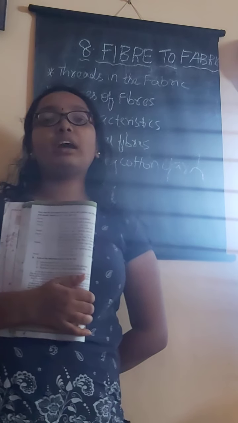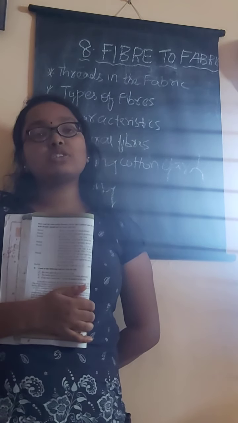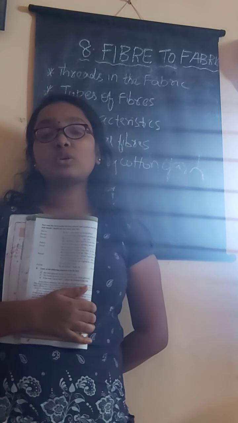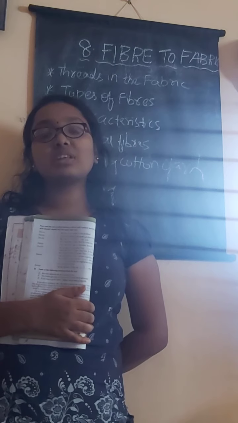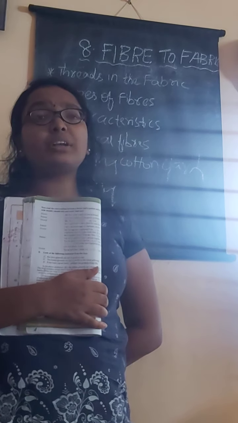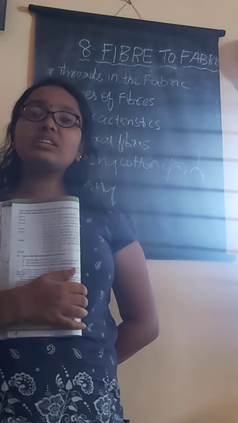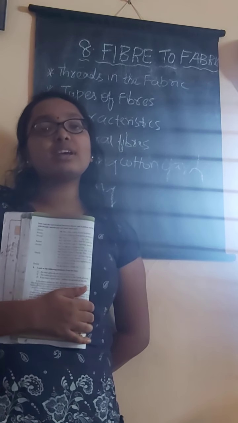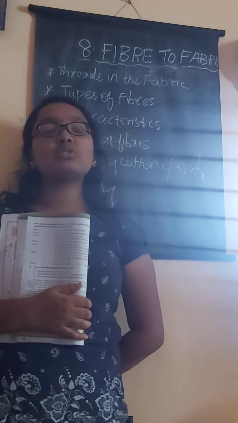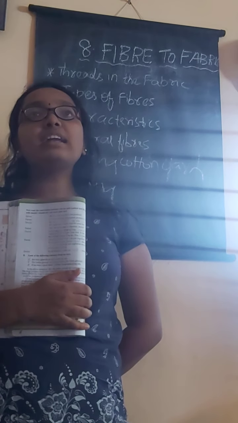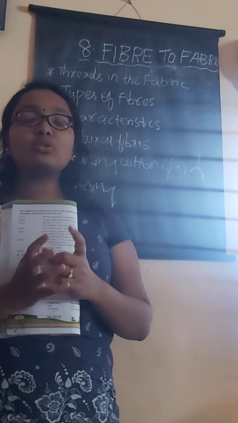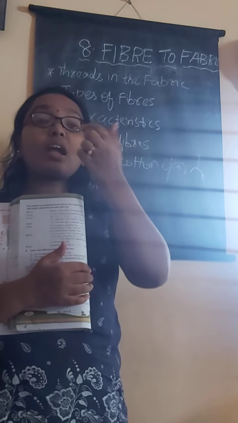Fibers are of different types. Some are natural and some are artificial. Cotton, silk and jute are natural: cotton comes from plants and silk comes from animals. These come from natural resources, so they are called natural fibers. Some are chemically prepared, so they are called artificial.